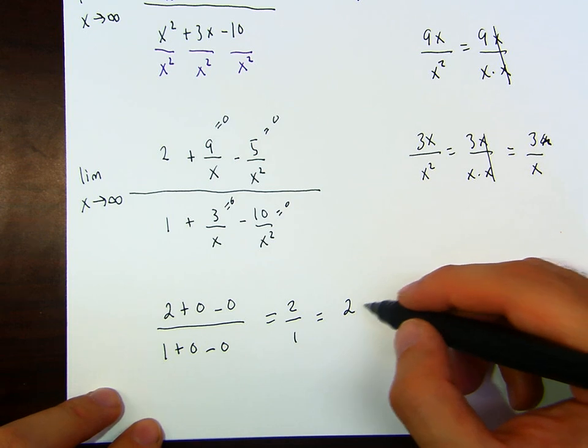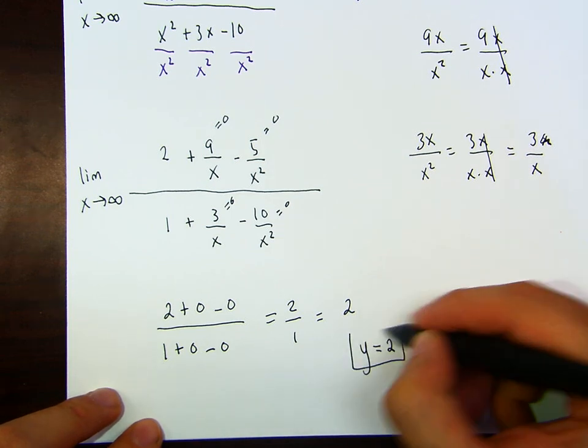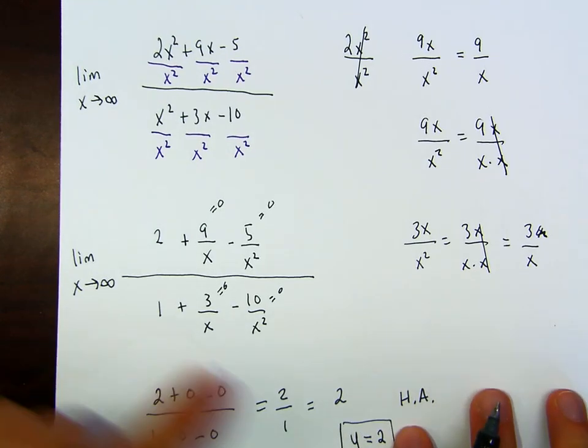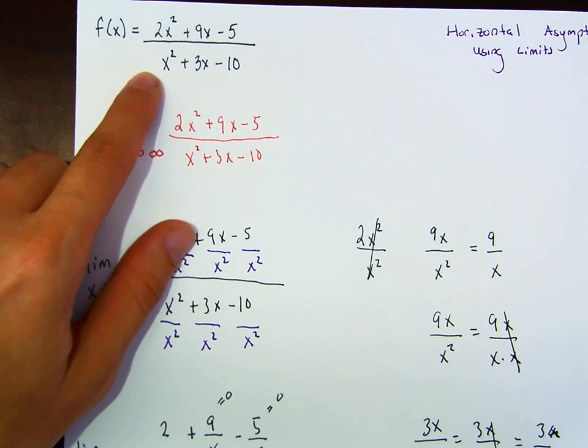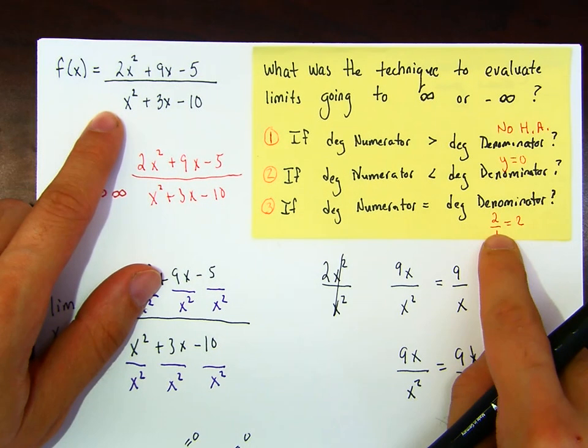Take your time, pause the video. What does this 2 represent? That represents y equals 2, which is a horizontal asymptote for this function. Okay? And don't you remember if we did the trick? What was the trick? You just did the same thing.